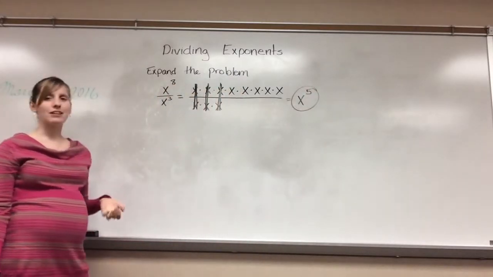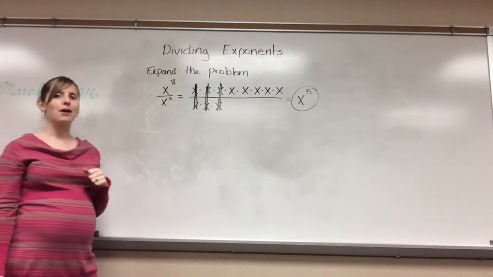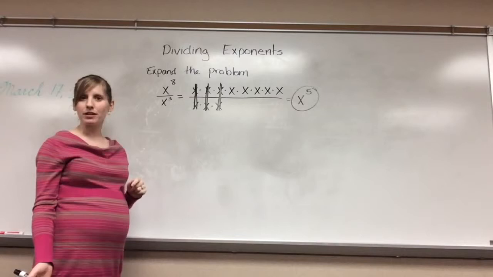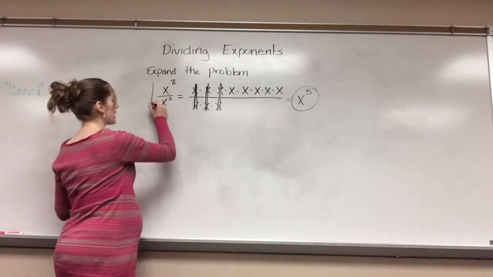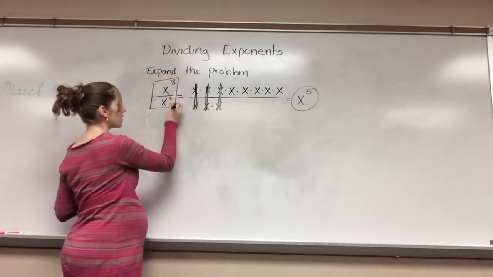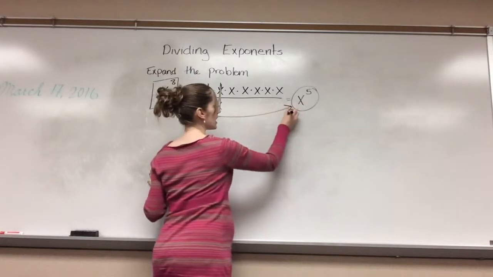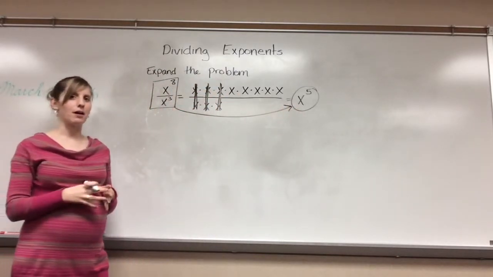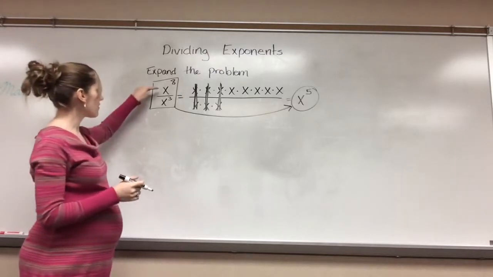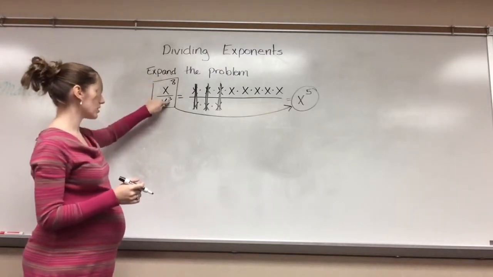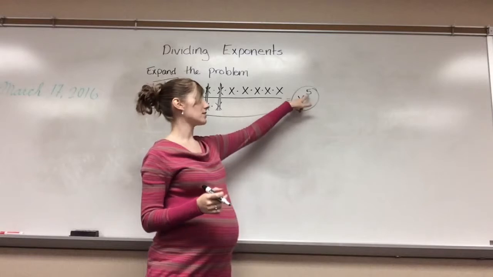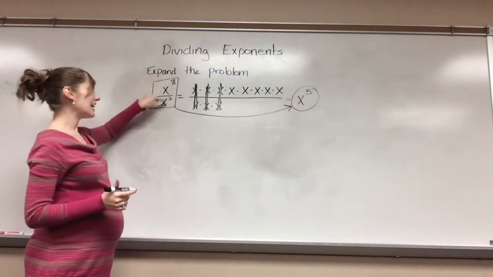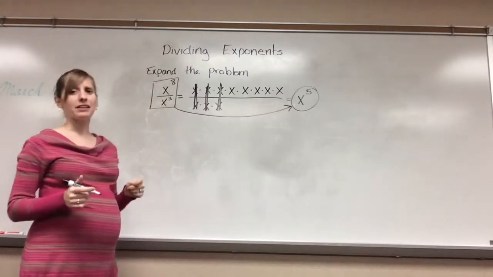Now you can do this every time and try to cancel things out. However, that's going to take a while. And so we want to look for a shortcut. So I want to look for a way to get from the problem to the answer and skip that middle portion where I'm actually expanding the problem. Okay? So if I look, I have x to the 8th over x to the 3rd, and my answer becomes x to the 5th. Okay? Well, adding these two, 8 plus 3 gives me 11.